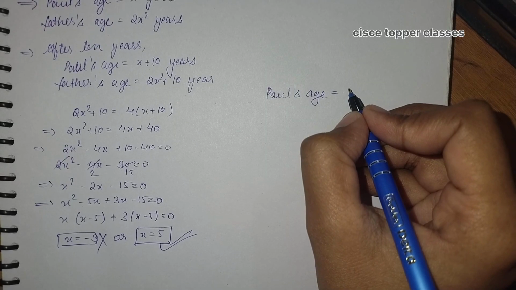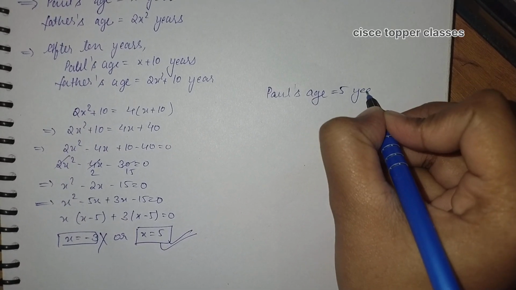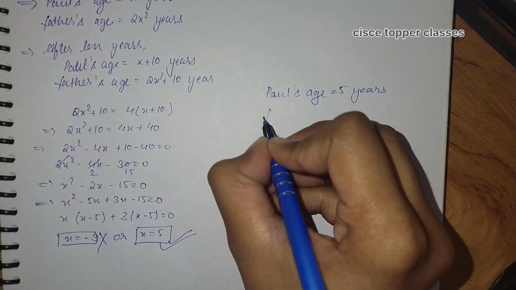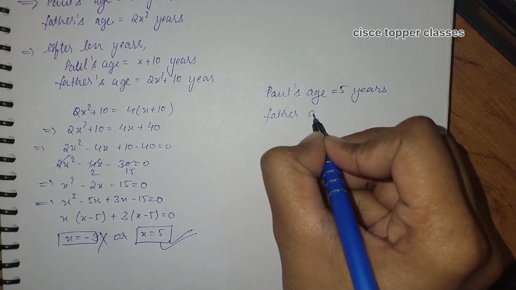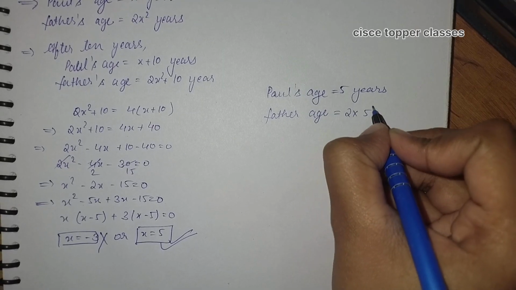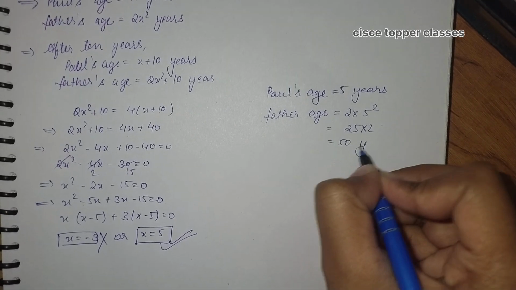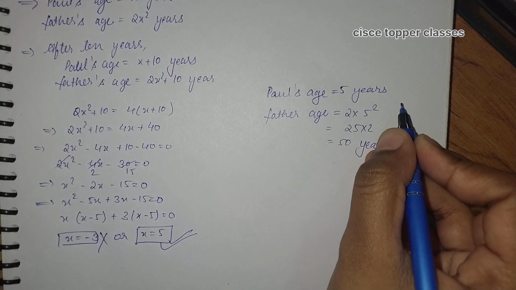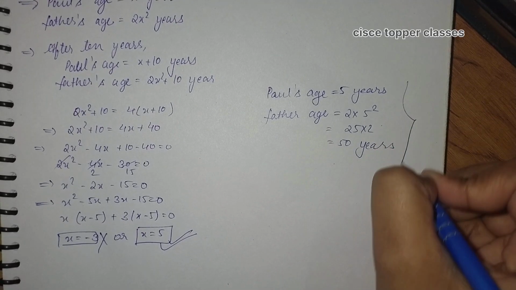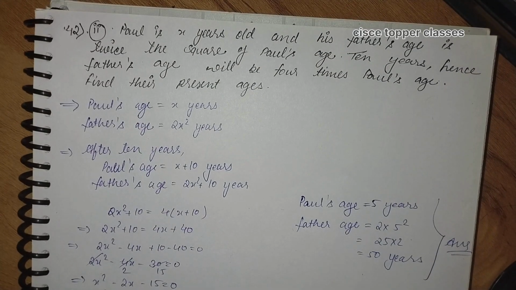So the present ages will be: Paul's age will be x, means 5 years, and the father's age will be 2 into 5 whole square. So that will become 25 into 2, so 50 years is the father's age. So Paul's age is 5 years and father's age is 50 years. So this is the answer in this question and this is the solution of question number 42, second part.